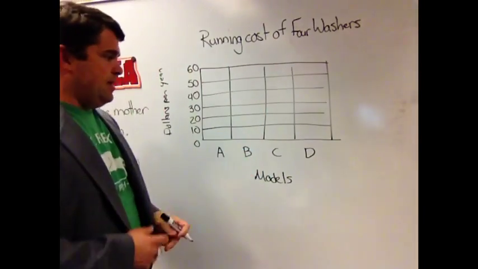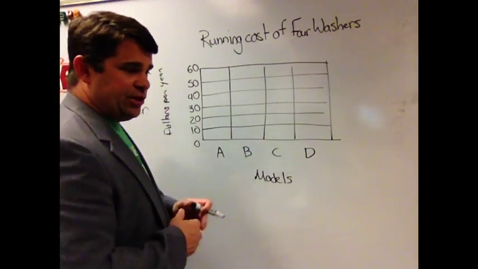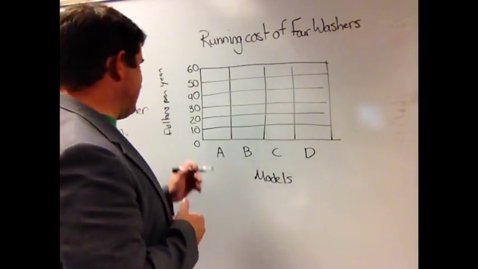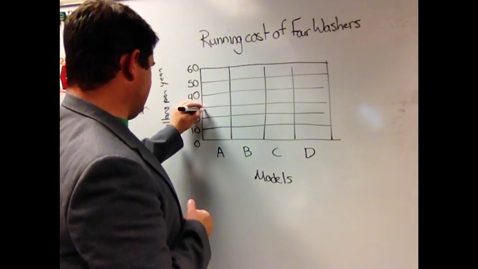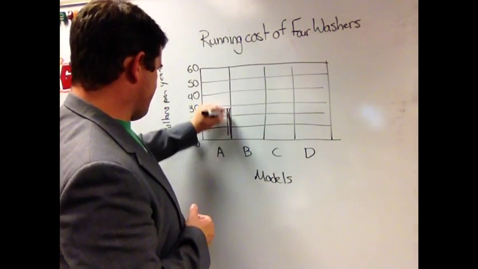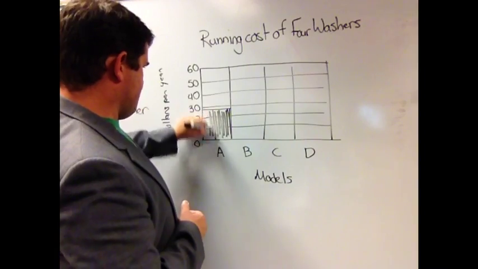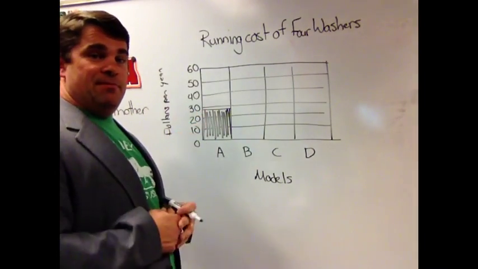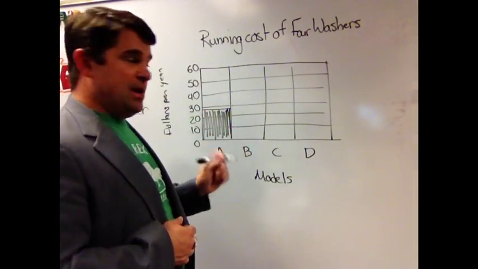All right. Now fill in your graph. So washer A, it said, was $29 to run. So that's right about there. Now I'm hoping you'll do a better job than me, but you know, as I've told you before, markers do not color in very well.